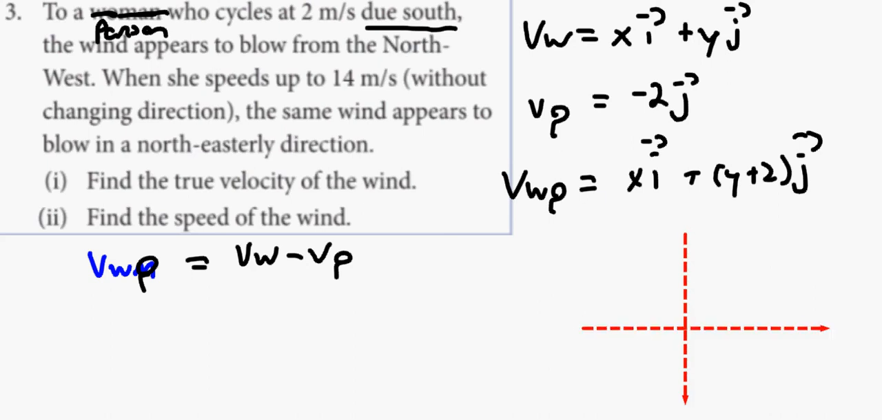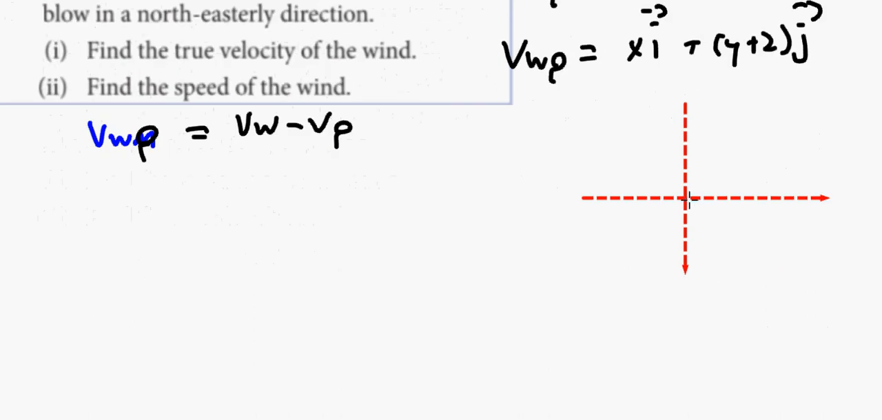Now, next question is you're going to do your crosshairs like so. And what direction is the wind appearing to come from? Oh, sorry, what direction is the wind appearing to go? It appears from the northwest, which means it's actually going southeast. Is that cool with you? So it's actually going southeast. Everybody cool with that? And this is an angle of 45.